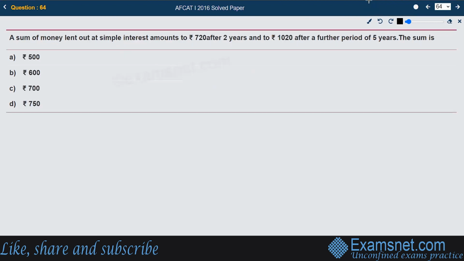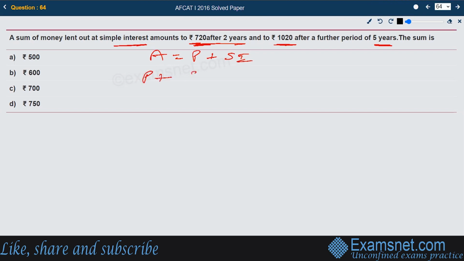Okay, the next one: a sum of money lent out at simple interest amounts to rupees 720 after 2 years, and rupees 1020 after a further period of 5 years. The sum is? So how can we do this? The amount is simply going to be principal plus simple interest. The principal remains the same in the simple interest scheme.